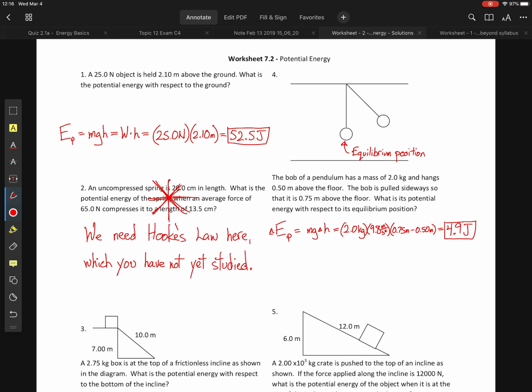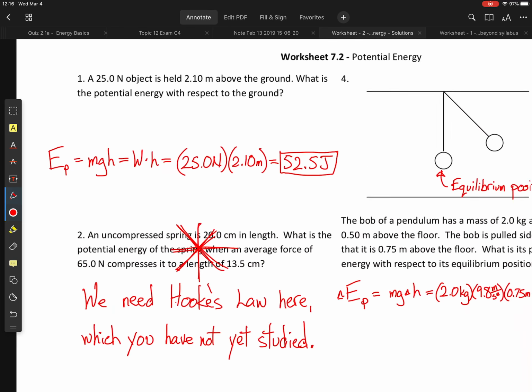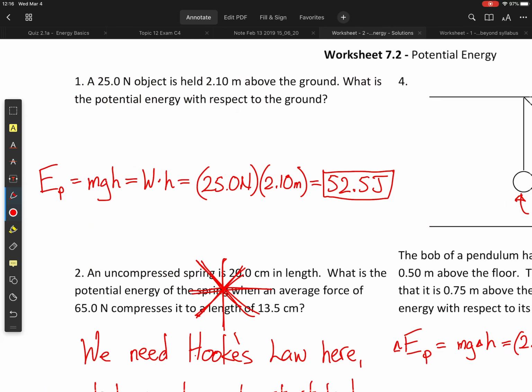Hey guys, we're going to take a look at the second worksheet, worksheet 2 here, and let's just get going.